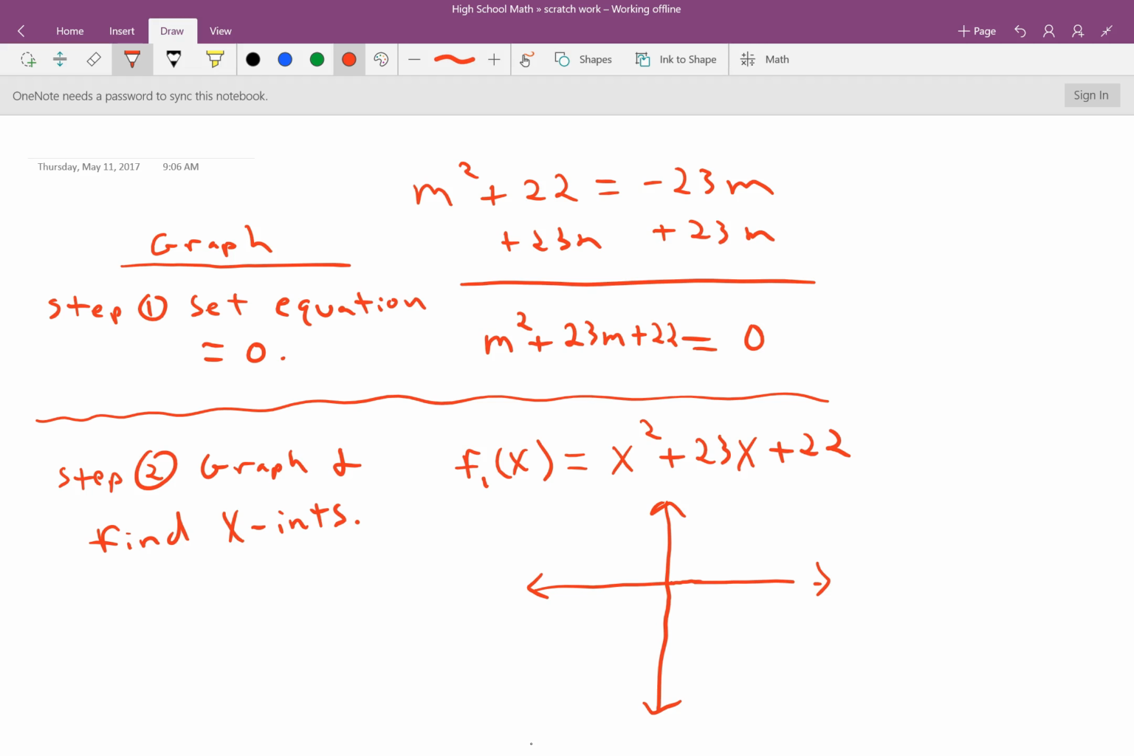Assist, Ella, if you could. We're concerned with these points, the x-intercepts. Right there and right there. The left one is a minus 22. Dakota, is that right? Yes. Thank you, Kayla. And the right one is a minus 1. Those are our solutions, okay? X equals minus 22. X equals minus 1.